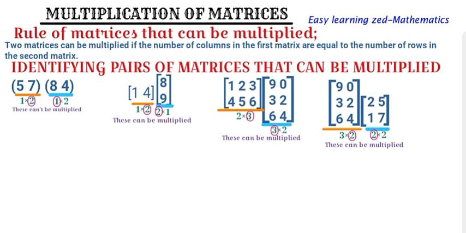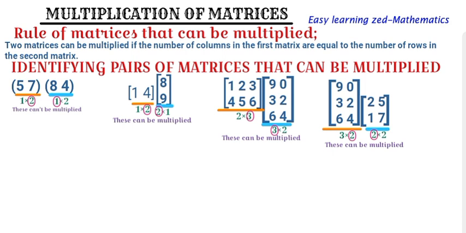So basically, this is what you do before you start multiplying any matrices. You need to identify whether they can be multiplied by checking the number of columns in the first matrix and the number of rows in the second matrix. If they are equal, then they can be multiplied.